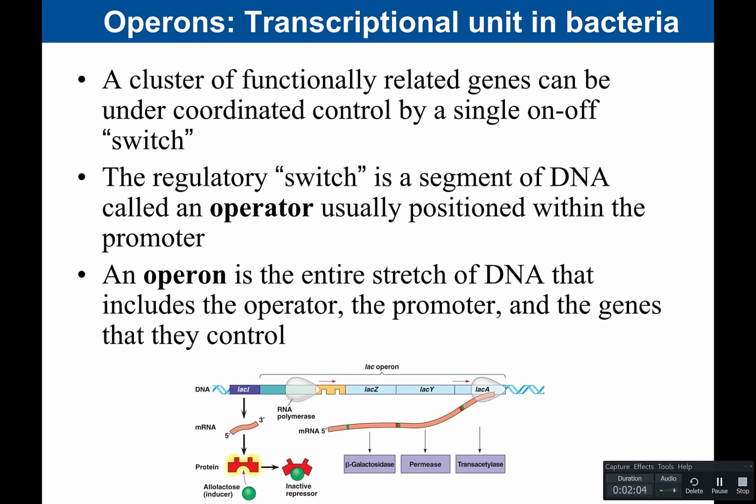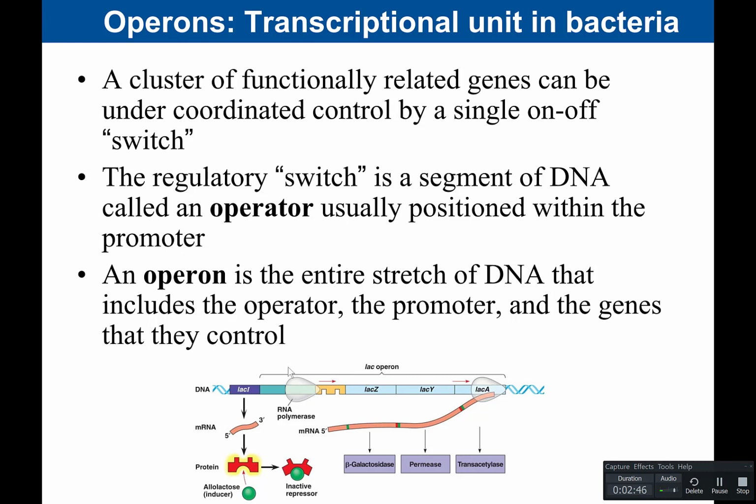Now, you might recall that when we talked about transcription, the promoter is where transcription is initiated, meaning that normally to initiate transcription, RNA polymerase is going to bind to the promoter, and that will allow transcription to be turned on. Within the promoter, in bacteria, there are these operator sequences. These are the on-off switch. They will control if gene expression is turned on or off, and you will see this in just a minute. The operon is the entire stretch of DNA that includes the operator, the promoter, and the genes that they control.